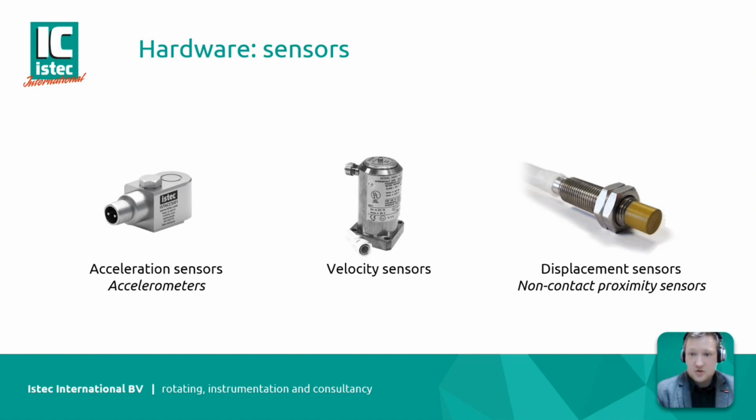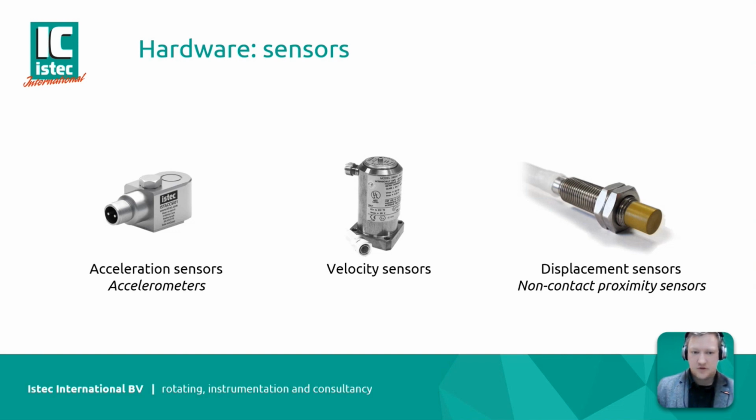The displacement sensors, also known as non-contact proximity probes, measure the relative movement, the vibration, between a shaft and a sleeve bearing or another supporting part. This type of sensor has a frequency range of up to about 1500 Hz and is really good at measuring low amplitudes, which are really typical for sleeve bearing applications.